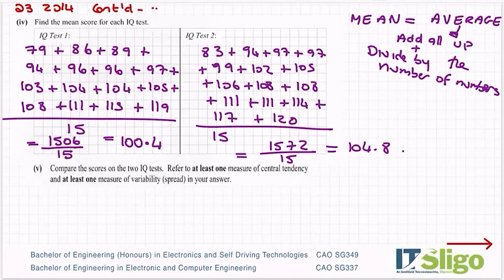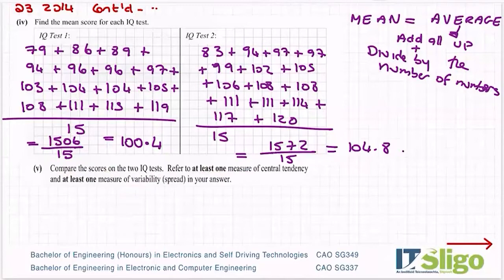Okay, so the next question then is really the higher level part, okay? When they ask you to explain what you've just done. So it says, compare the scores on the 2 IQ tests. Refer to at least one measure of central tendency and at least one measure of variability or spread in your answer.